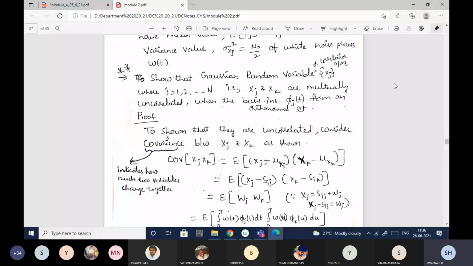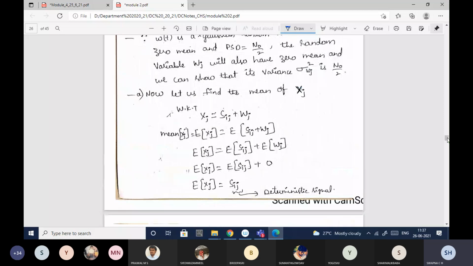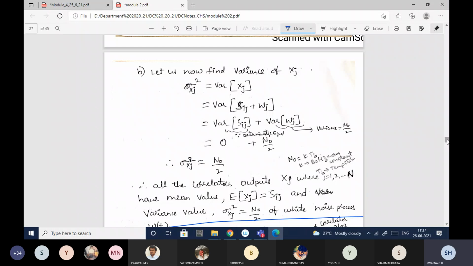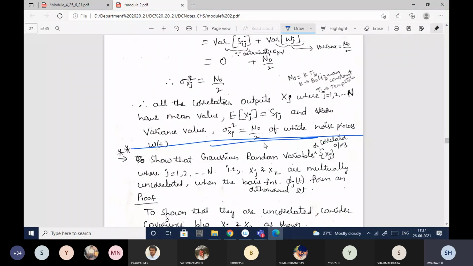Last time the syllabus was until here, right? Was mutually exclusive also given for the exam? I don't think so. I just gave you a question to show that the correlator outputs are Gaussian. I have asked you to find the mean and variance of the correlator outputs. So until here it is done.